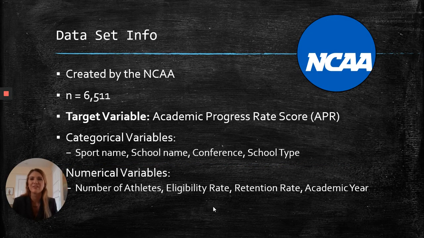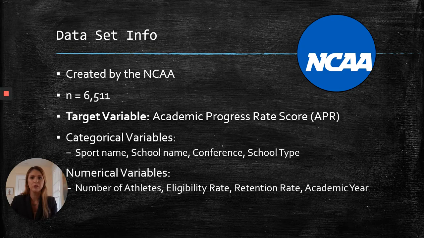So the first thing we're going to start with is just some general information about the data set. It was created by the NCAA, also known as the National Collegiate Athletic Association. This is the main association that deals with college athletes. Many of you are probably familiar with it. This data set had a sample size of 6,511, and these are not individual players. These are sports teams. Each individual sample was a team, not a player.